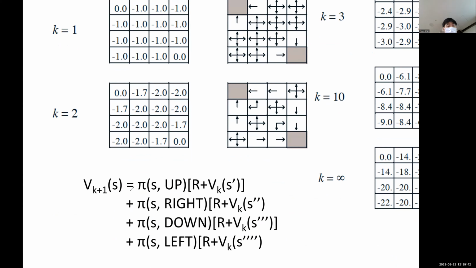Similarly, we calculate this process. If you reach k equals 2, just assume that we don't use the updated policy, we just use the equal probability, which is 0.25 times -1 plus the previous state value, which is -1. So on this side, left and right, it is still -1.